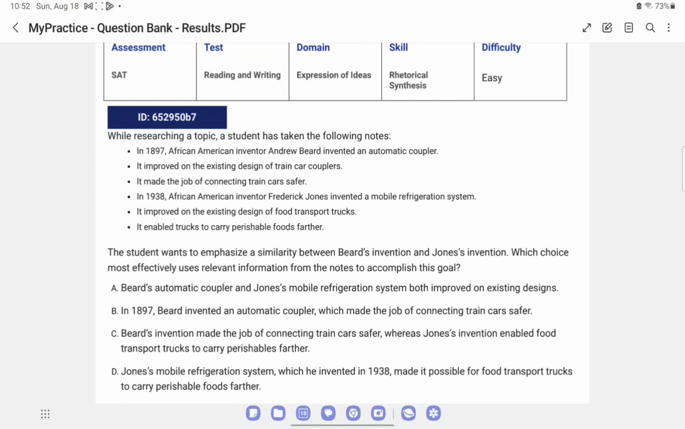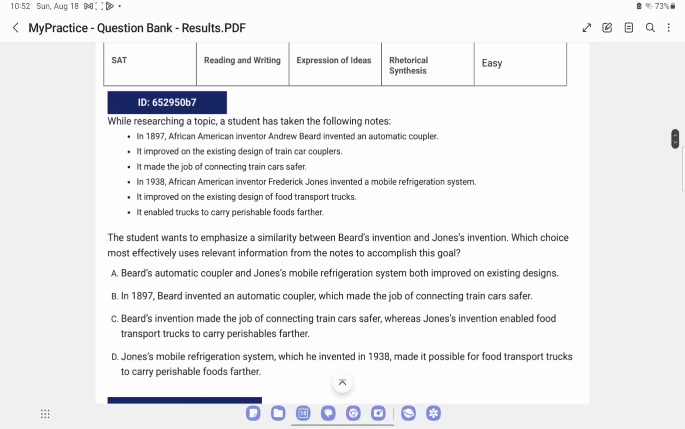Okay. Anyways, while researching a topic, a student has taken the following notes. The student wants to emphasize a similarity between Beard's invention and Jones's invention. Yeah, okay, so we have to look for an answer choice that talks about a similarity. If the answer choice only talks about one of them, eliminated. If an answer choice compares them, it talks about differences, eliminated. Okay? So we're trying to find a similarity.